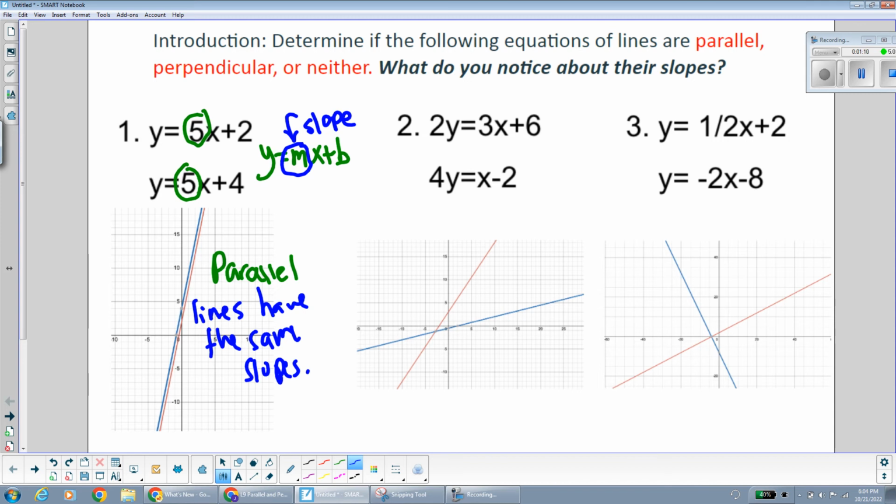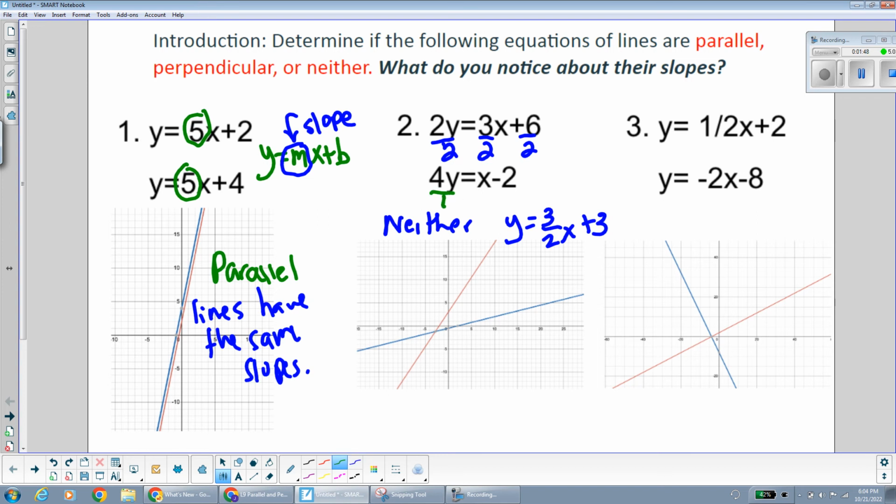Taking a look at the middle set of equations, from the picture, I see that they do intersect, but they don't intersect to form right angles. So I can't say they're perpendicular. So I'm going to have to go with neither. Now, if I want to see if the slopes have a relationship, I really can't, because unlike the first example, we don't have our equation solved for y. So I'm just going to go ahead and divide everything here by 2. And that gives me y equals 3 over 2x plus 3.